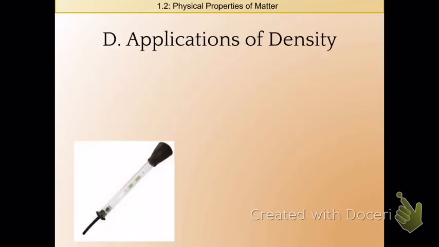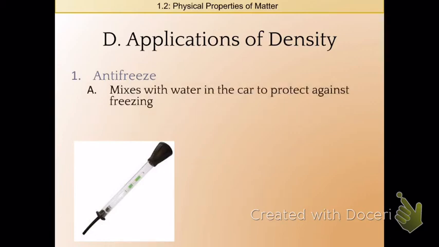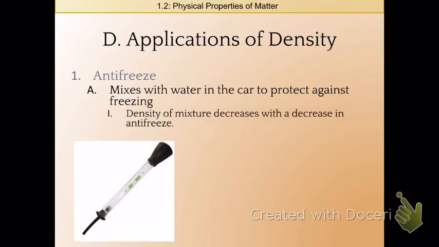What are some applications of density? Well, one of the first applications that I thought of was antifreeze. Antifreeze gets put in your car, it mixes with water in the car to protect it against freezing. You could understand that ice inside of your engine would be a bad idea. Now this little thing in the lower left-hand corner actually tells you how much antifreeze is in your car. You extract a little bit with the bulb, with the tip, and it measures the density.